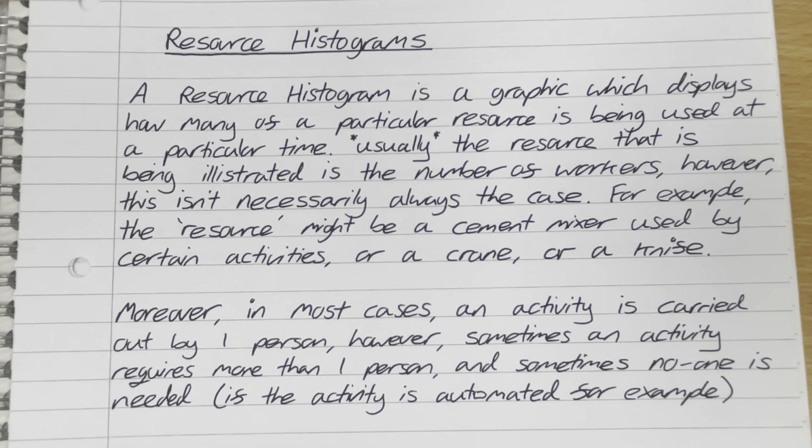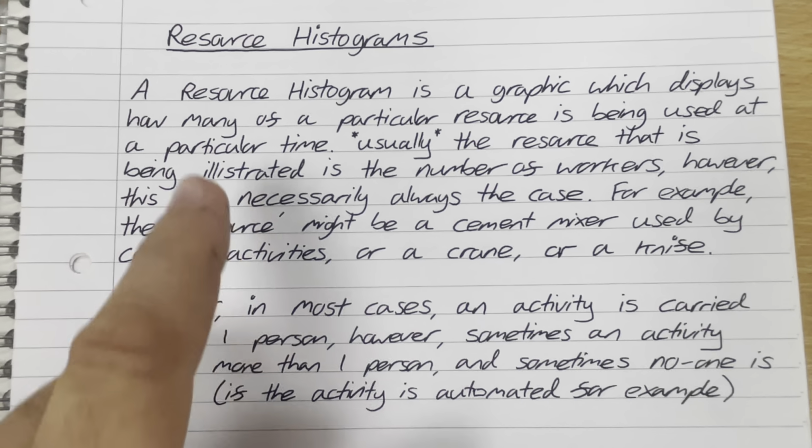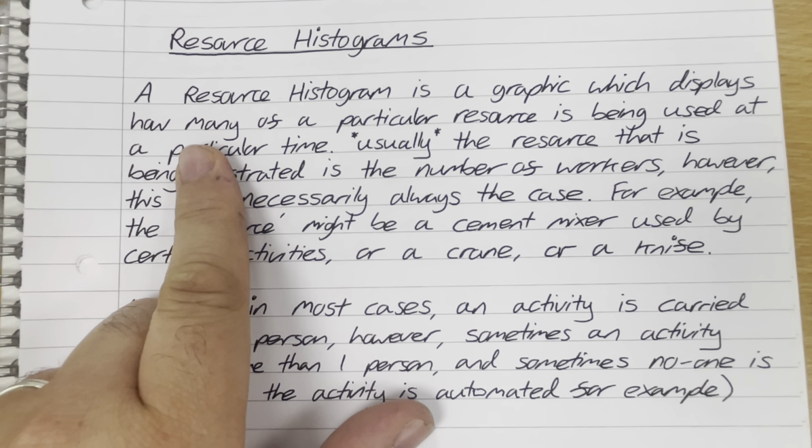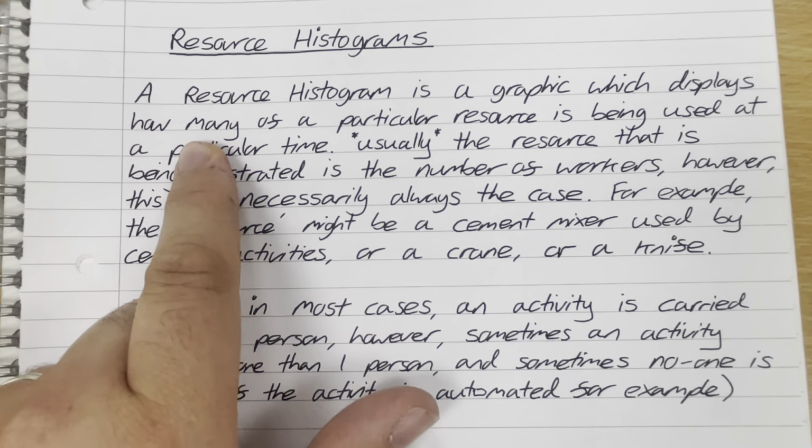Okay, today we're going to be focusing on resource histograms, which is part of the critical path analysis chapter of modelling with algorithms for further mathematics. Okay, so a resource histogram is another graphic, looks like a cascade chart, gives you some information about the project.